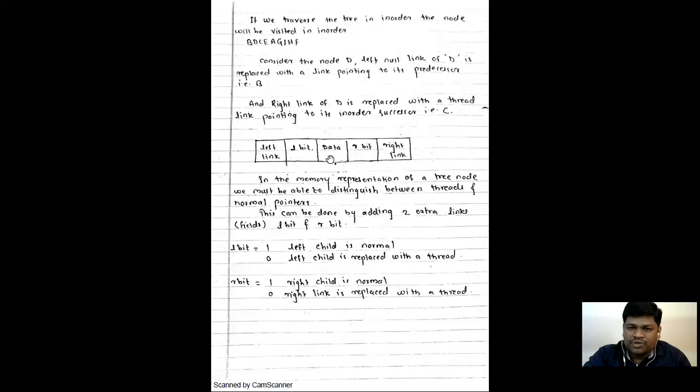So for that purpose, we are using this L bit and R bit. Now, value of L bit and R bit we are considering. So one we are considering if you are using the normal pointer or the normal link, and if you are using the thread link, or if you replace the normal null pointer with the thread link, then we are using 0.